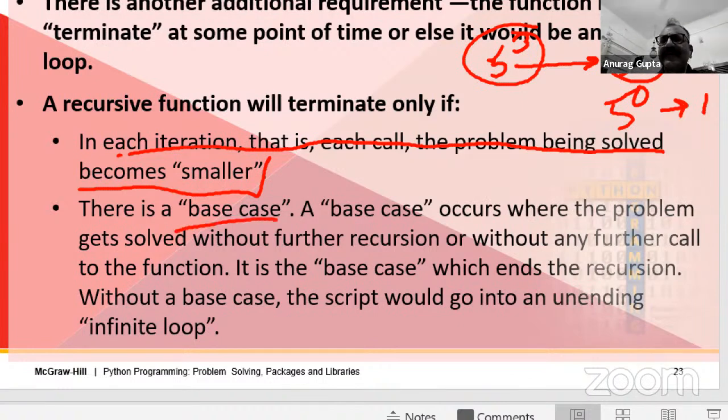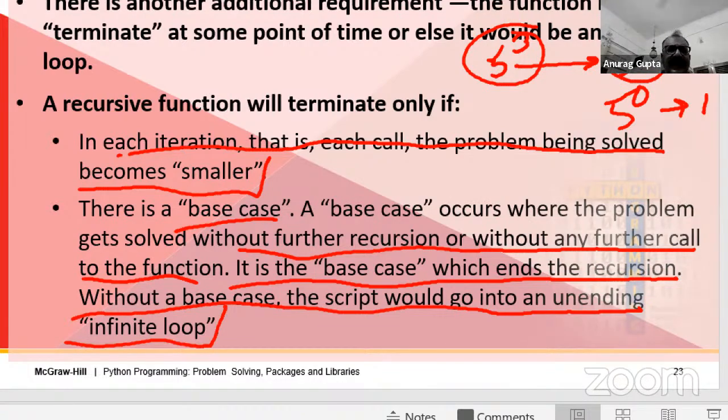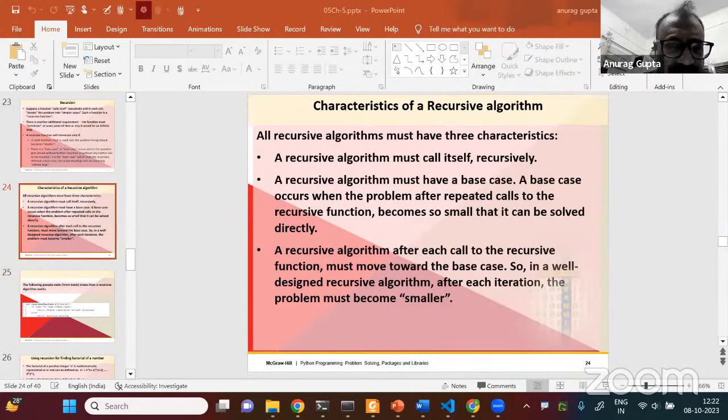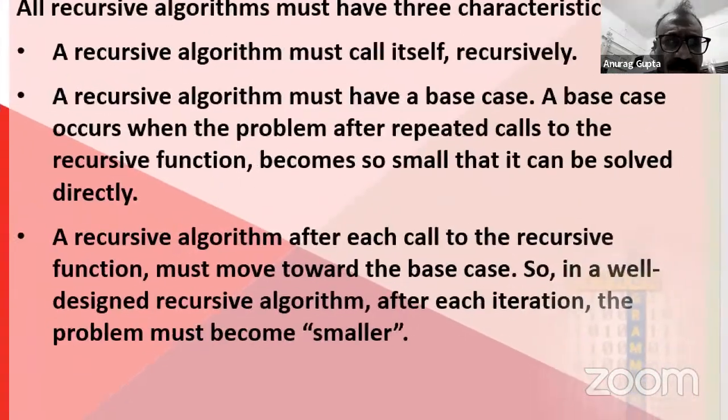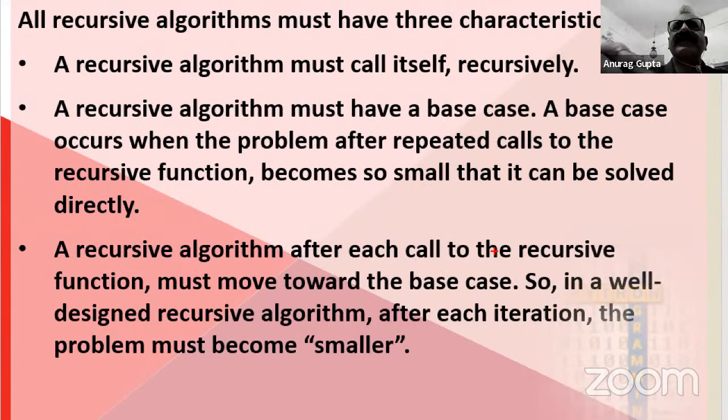A base case occurs when the problem gets solved without further recursion or without any further call to the function. It is the base case which ends the recursion. Without the base case, the script would go into an unending infinite loop. So we will understand this with an example, but I hope this is understood. So let us see, what are the three characteristics of a recursive algorithm?